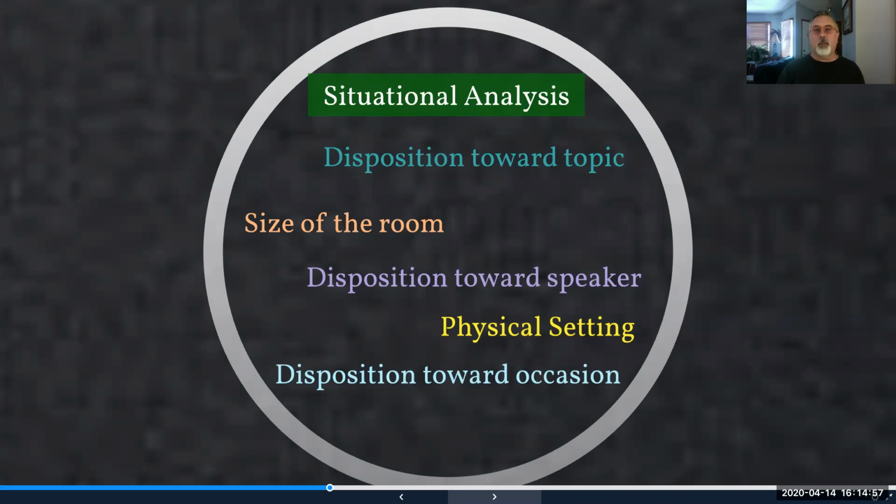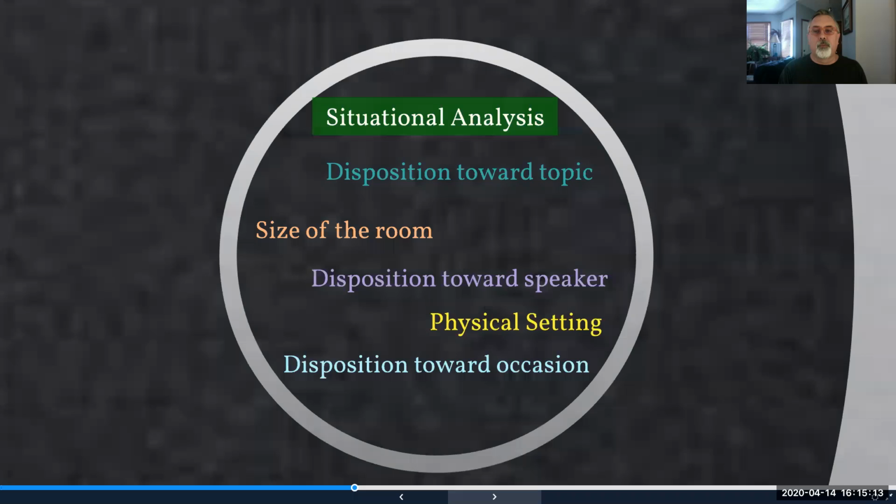So I talked a little bit about President Obama talking at the memorial in Arizona. What is the disposition towards that? Did they want to be there? Did they not want to be there? Were they in a somber tone? Were they in a happy tone? All of that plays into understanding how to craft your speech.